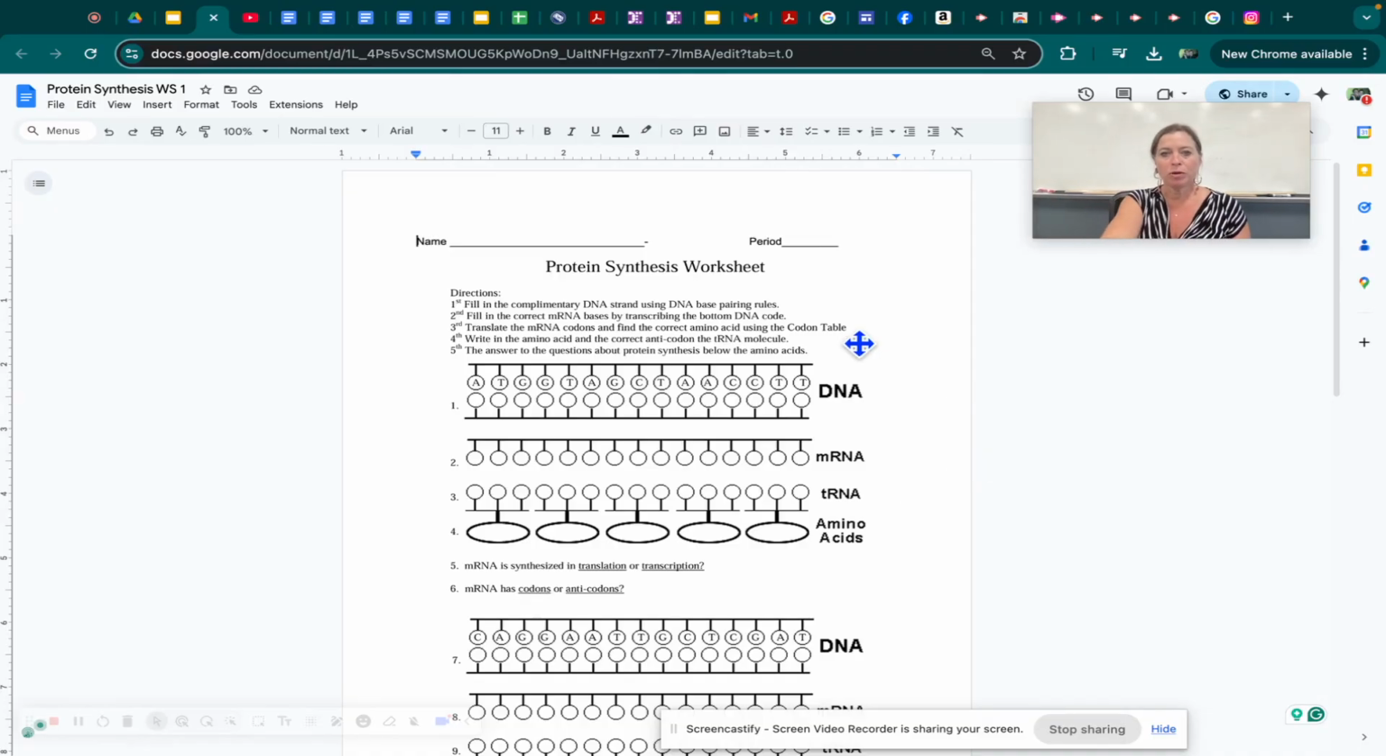Okay, let's do the protein synthesis worksheet. First of all, we're going to start off with DNA. You know how to do those base pairing rules. A pairs to T, T pairs to A, G pairs to C, G pairs to C, T pairs to A, etc. I'm going to let you finish that.